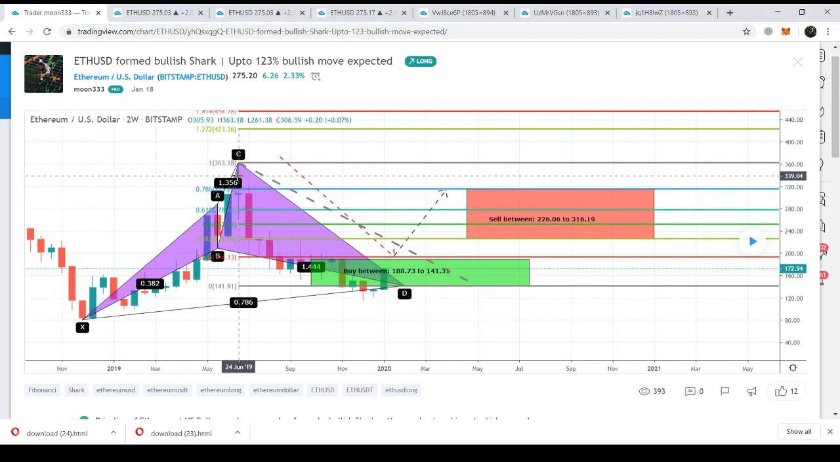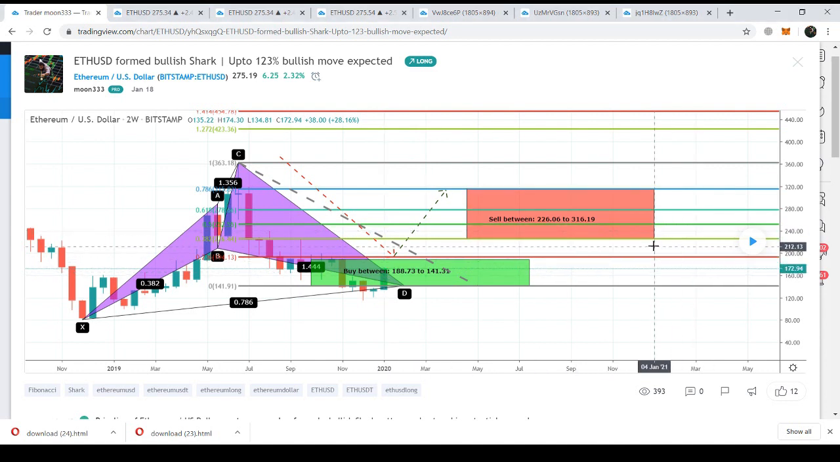And after that, the price action was supposed to retrace or drop between 0.886 up to 1.13 Fibonacci. And here we can see the price action has retraced in this area. And at that time, the price action was moving within this potential reversal zone. So this was a potential reversal zone. And at that time, the price action was supposed to take the bullish divergence at any time.